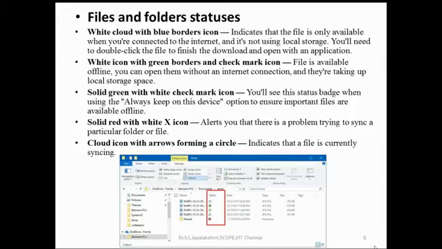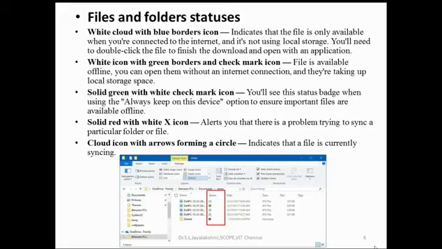Similarly, nearby the files and folders that you have uploaded in the particular OneDrive folder, you may get some file status. One is a white cloud with a blue border, which means the file is only available when you are connected to the internet and it is not stored in the local storage. It is available in the cloud storage. A white icon with a green border means the file is available offline only, that is, the file is available in the local storage, not in the cloud storage.